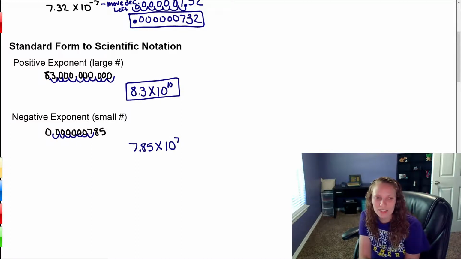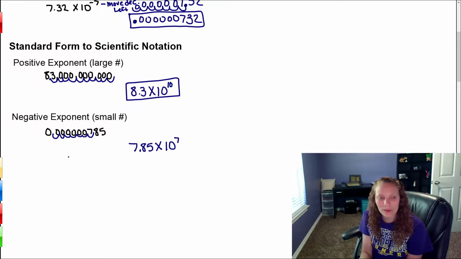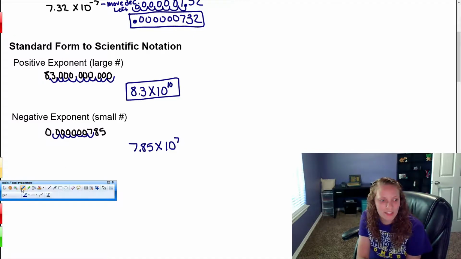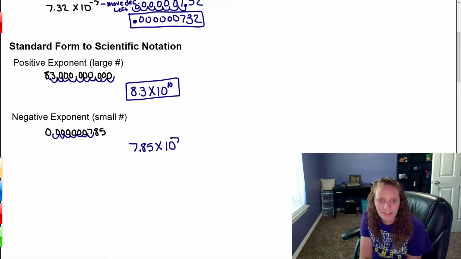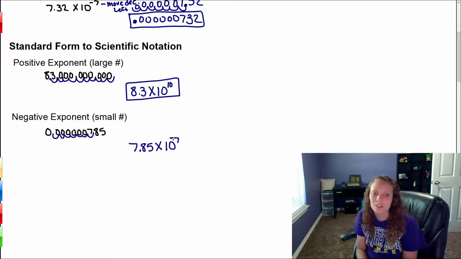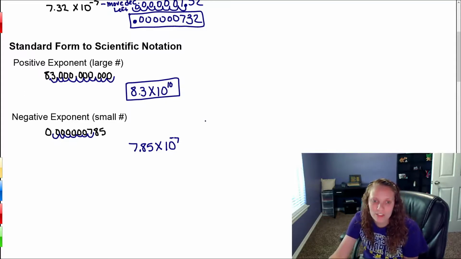This is a really small number. It's a number between 0 and 1. And so our exponent is going to be negative. The negative exponent does not mean that it's a negative number. It means that it's a really small number. The exponent does not tell us how many zeros there are, like how many zeros are here or after the 83 in this number. It tells us how many times we move the decimal.